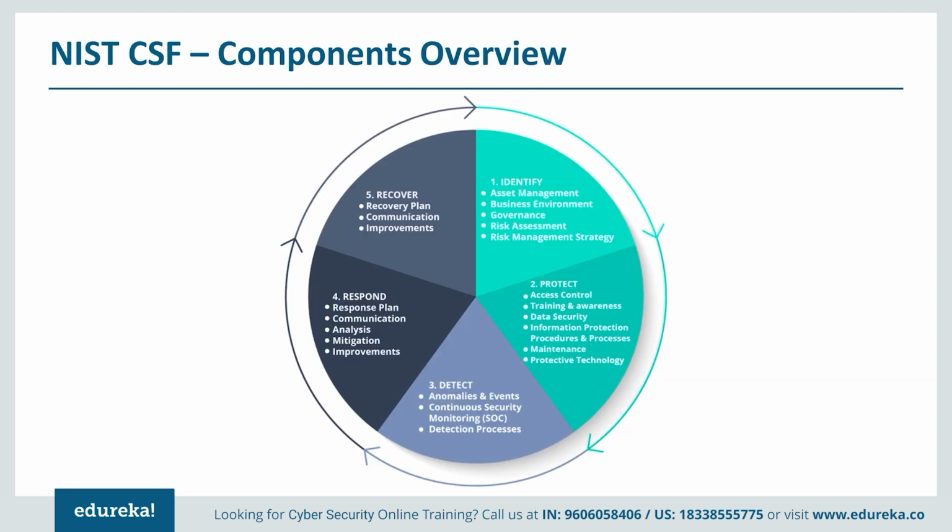So the NIST cybersecurity framework has components: identify, protect, detect, respond, and recover. These are the 5 steps which are prescribed. In the identification phase, you need to identify the assets in your management, your business environment, what your current risk assessment is, and what your current risk management strategy is. In the identification phase, you need to identify your existing state. Only after identification can you protect: protect your computers, provide access control, training, data security, technology, anything. The protection phase comes next.